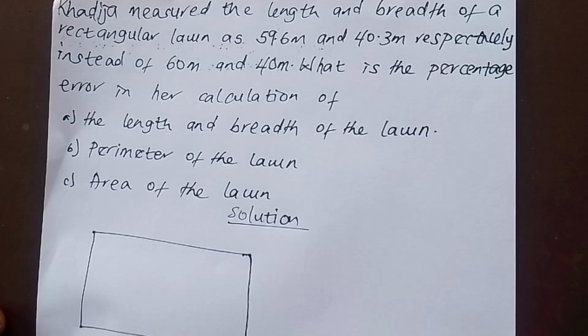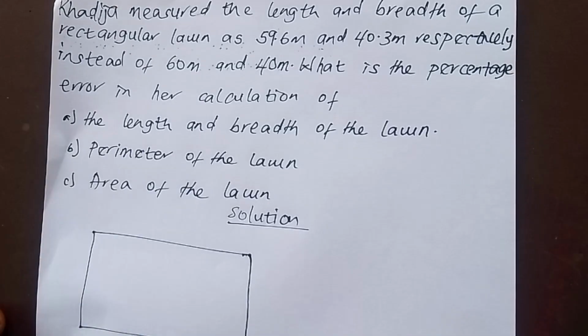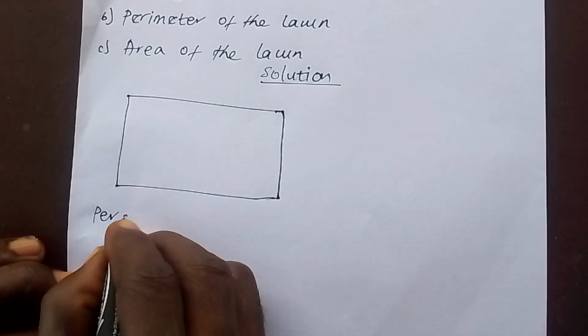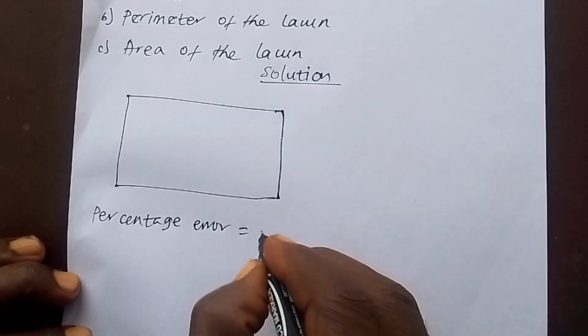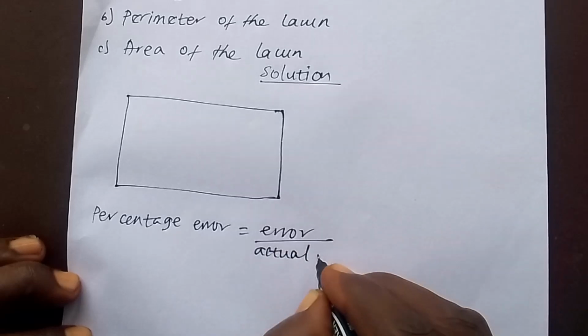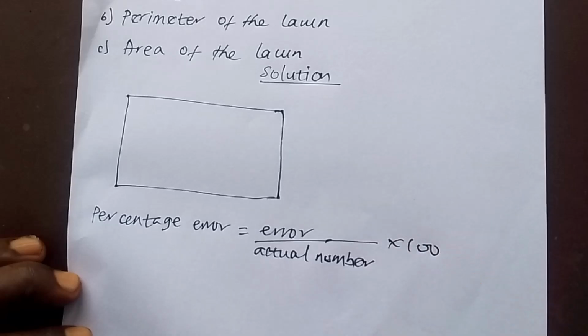So here there is an error made, and we are going to express that error as a percentage because the question is demanding the percentage error. Let's continue. Our percentage error is the error over the actual number or quantity multiplied by 100. We put our formula down. So we start with A, the length and breadth of the lawn.